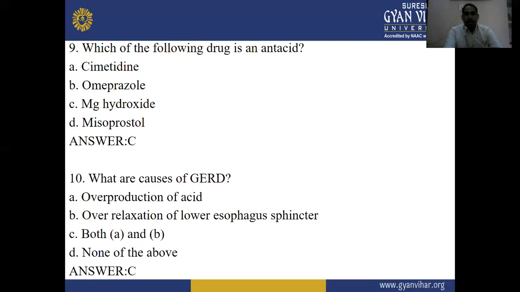Next question: what are the causes of GERD, gastroesophageal reflux disease? Option A is overproduction of acid. Option B, over-relaxation of the lower esophageal sphincter. Option C, both A and B. And option D, none of the above. The right answer is C, both A and B. Overproduction of acid and over-relaxation of the lower esophageal sphincter are the causes of GERD. These are the MCQ questions of this topic.